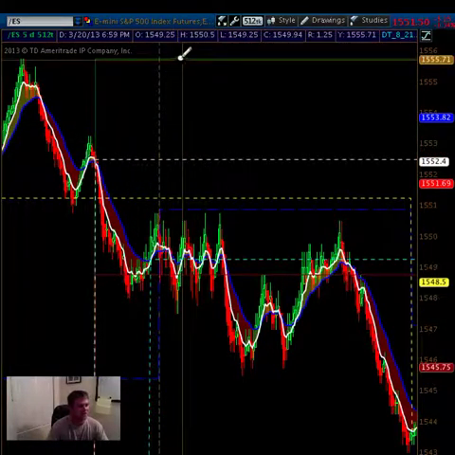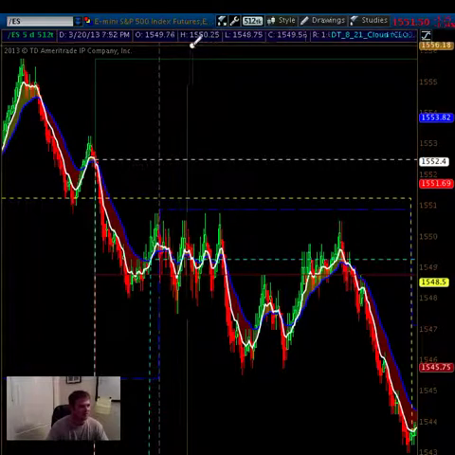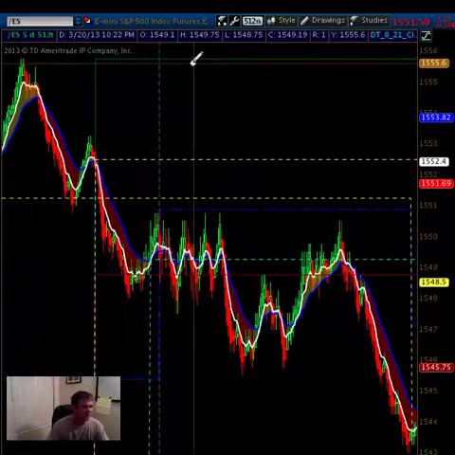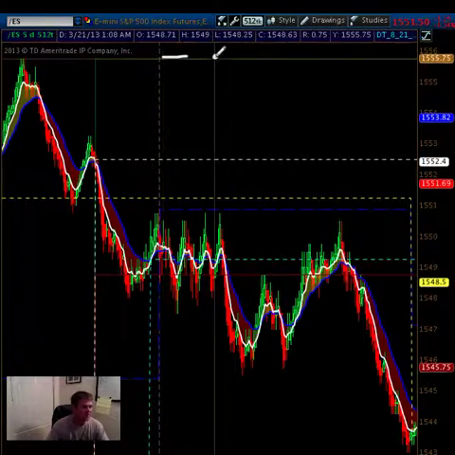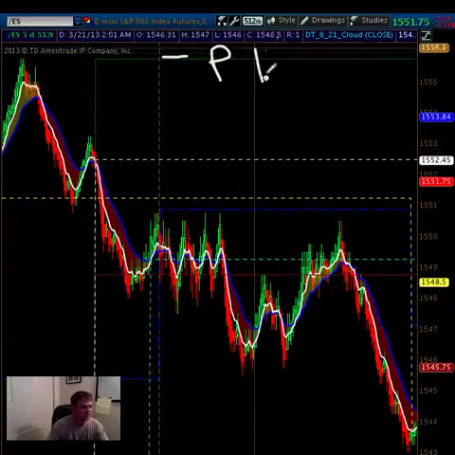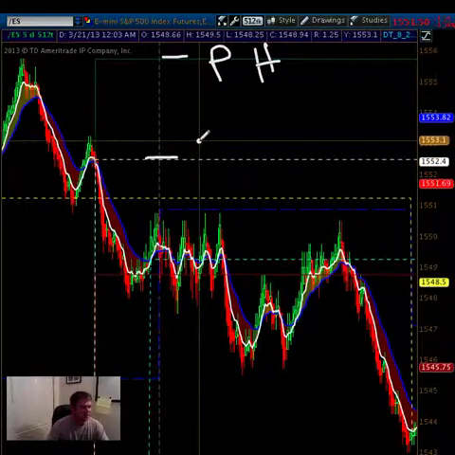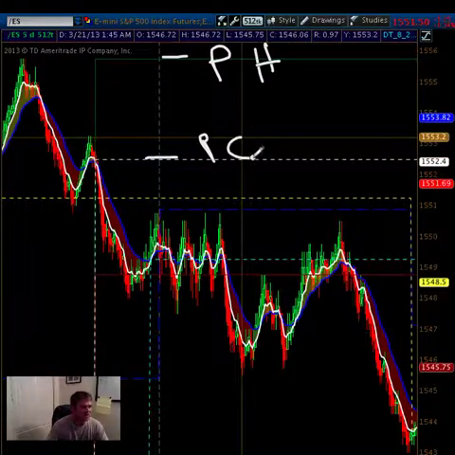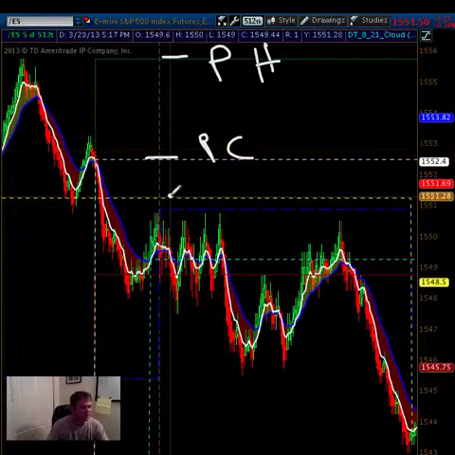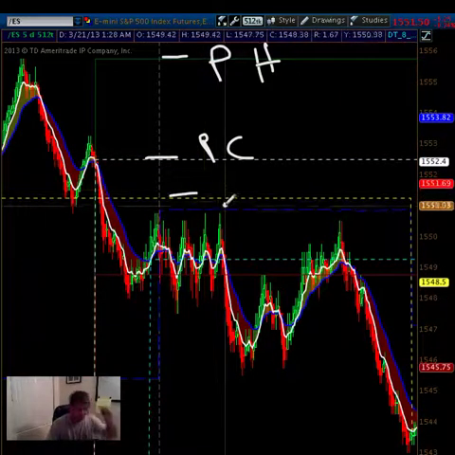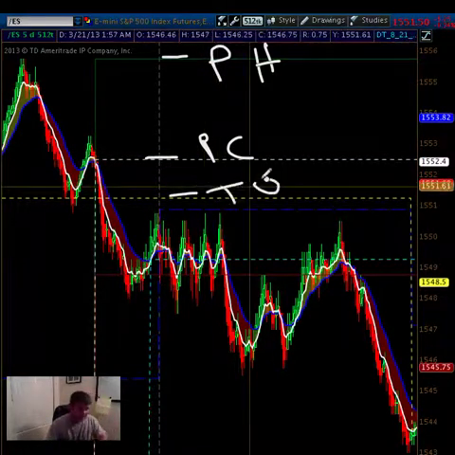Going to make a quick video on price levels I watch while intraday trading. Starting up at the top, you're going to see this green dashed line. That is previous day's high. This white dashed line right here is previous day's cash close. The yellow dashed line here is actually today's open.